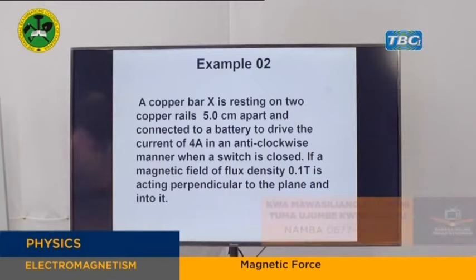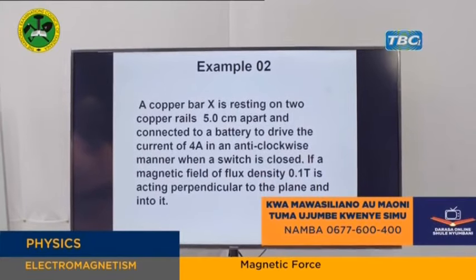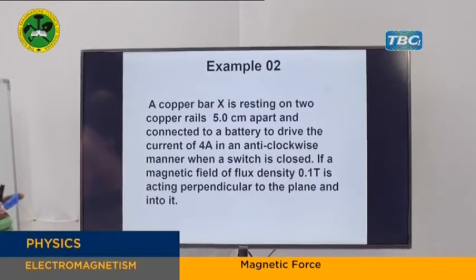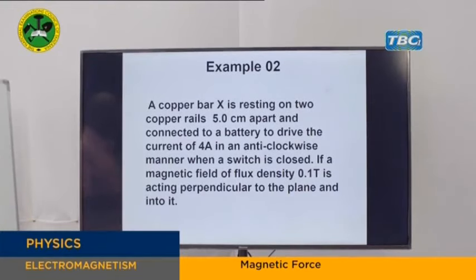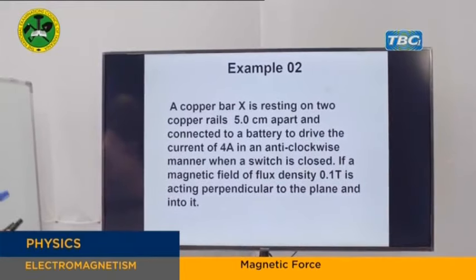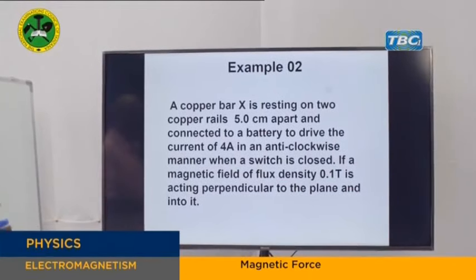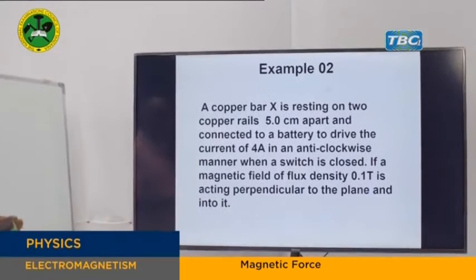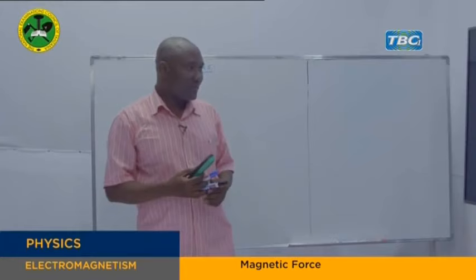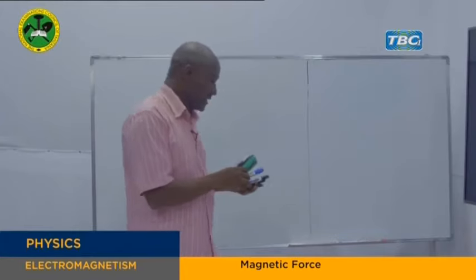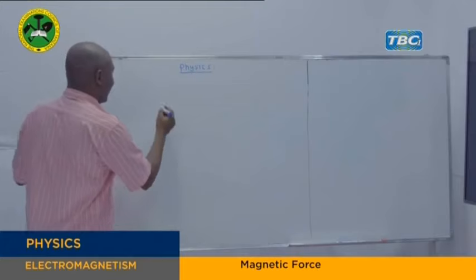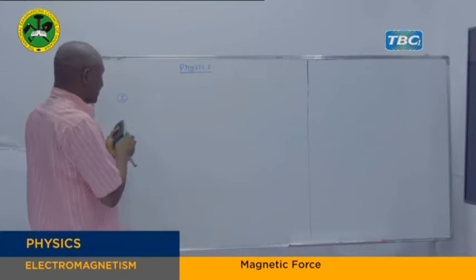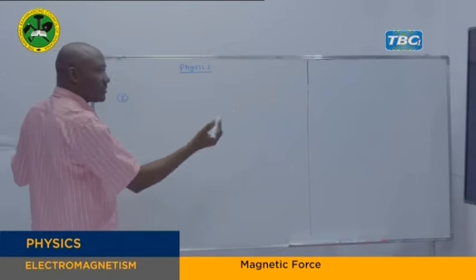Now, X is resting on 2 bars of copper, and these copper nails are connected to a battery so that it can carry current through wire X. The current is given as 4 amperes, and it is moving in an anticlockwise manner when the switch is closed. Before we proceed, let's see the question. The nature of the question is, you can draw that question here the way it's given. It can be on a horizontal plane maybe.